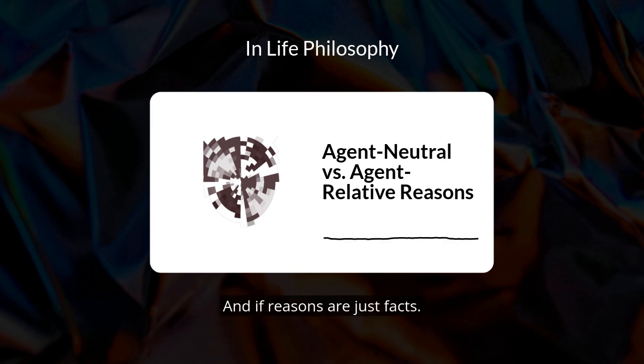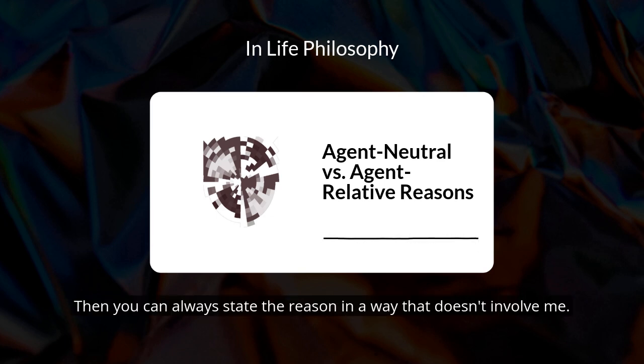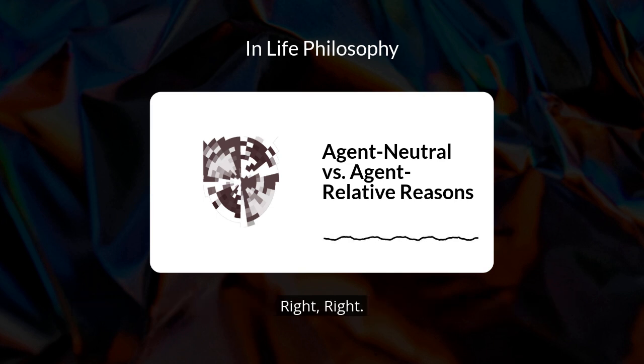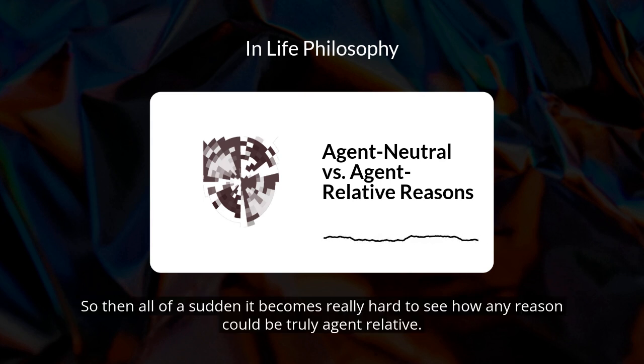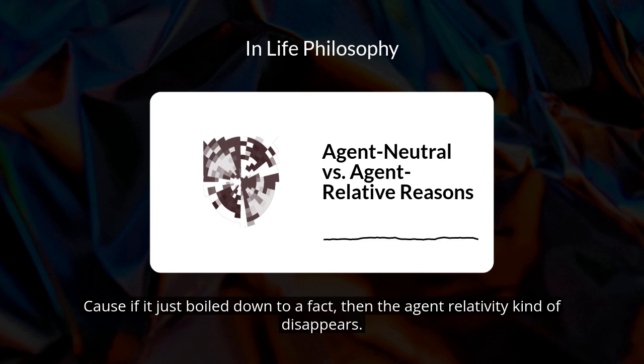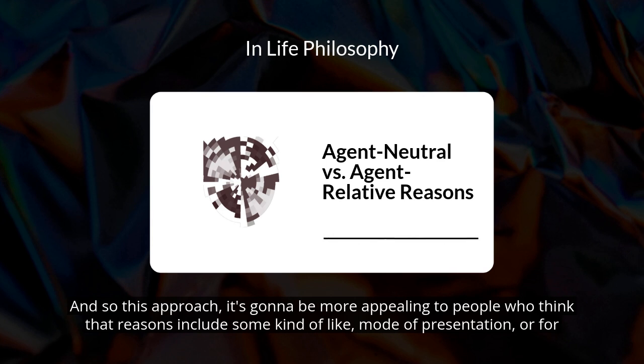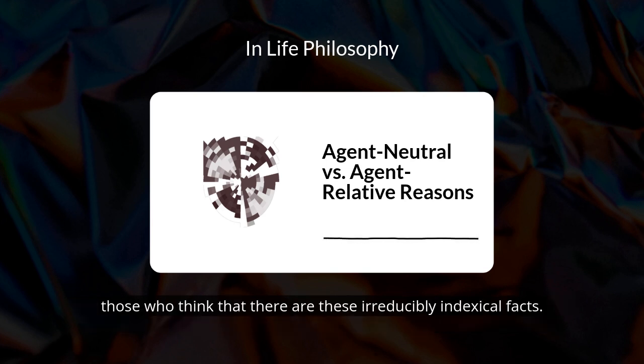And if reasons are just facts, then you can always state the reason in a way that doesn't involve me. It would just be a fact about you and the beer and your happiness. So then all of a sudden, it becomes really hard to see how any reason could be truly agent relative, because if it just boiled down to a fact, then the agent relativity kind of disappears. And so this approach is going to be more appealing to people who think that reasons include some kind of mode of presentation, or for those who think that there are irreducibly indexical facts.